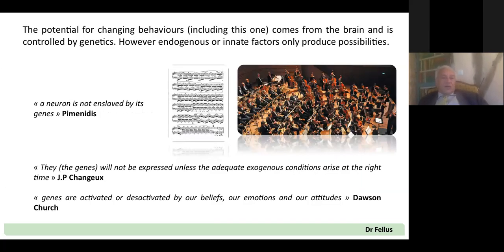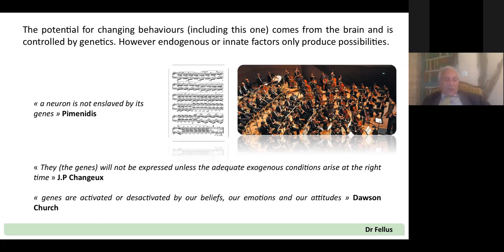And the potential for changing the behavior, including this one, comes from the brain and is controlled by genetics. However, endogenous or innate factors only produce possibility, and neurons are not enslaved by the genes. And the genes will not necessarily be expressed unless the adequate exogenous conditions arise, and arise at the right time.